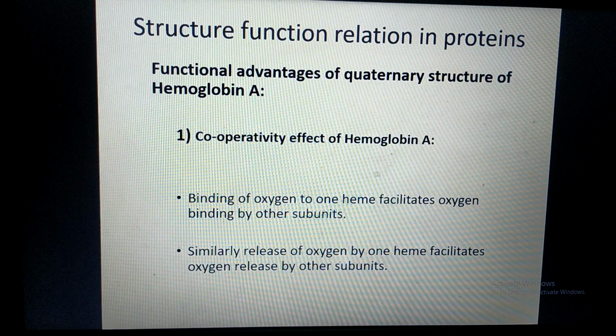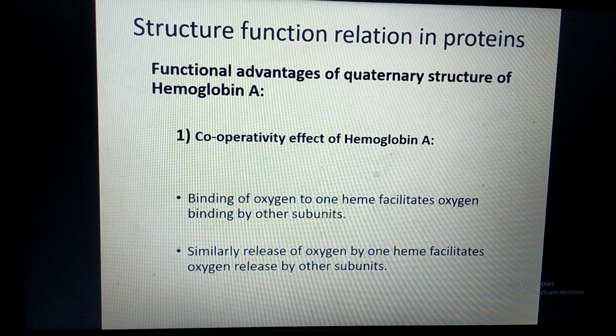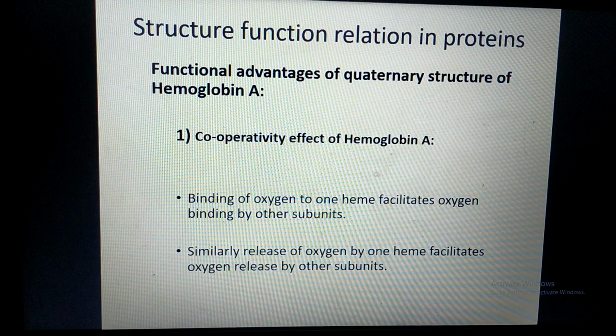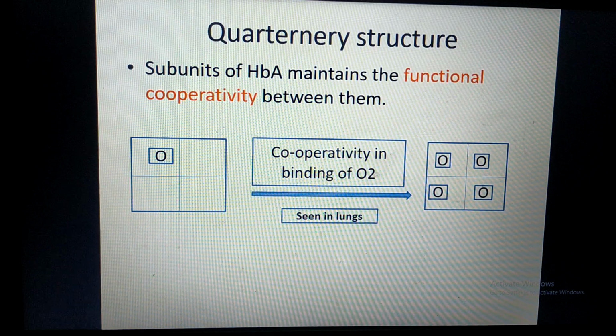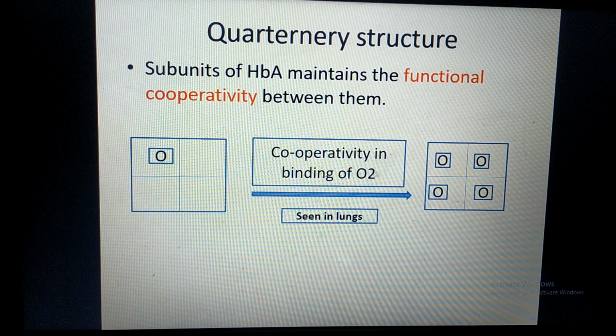First is the cooperativity effect of hemoglobin A. Here, if we see, binding of an oxygen molecule to one subunit of hemoglobin facilitates the binding of oxygen molecules to another subunit. Diagrammatically, this can be shown like this. Here on the left side I have shown a hemoglobin molecule with 4 subunits. Oxygen has bound with one subunit.